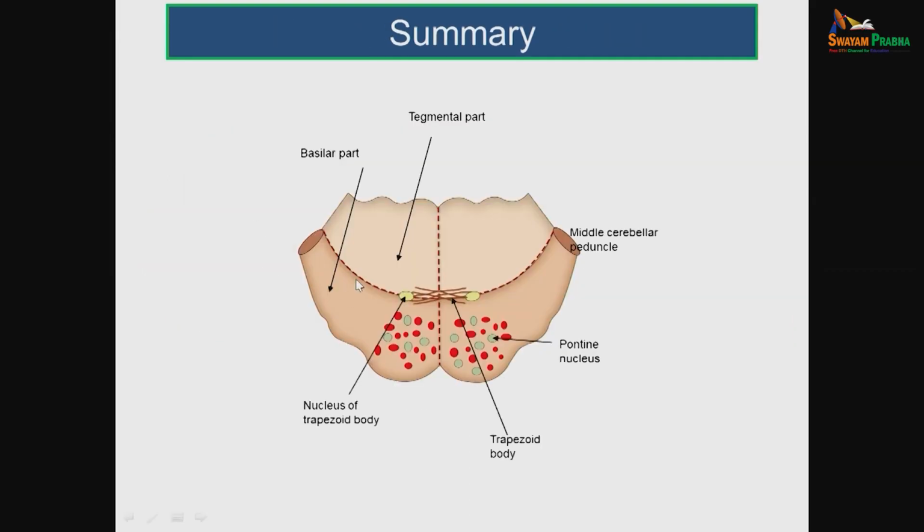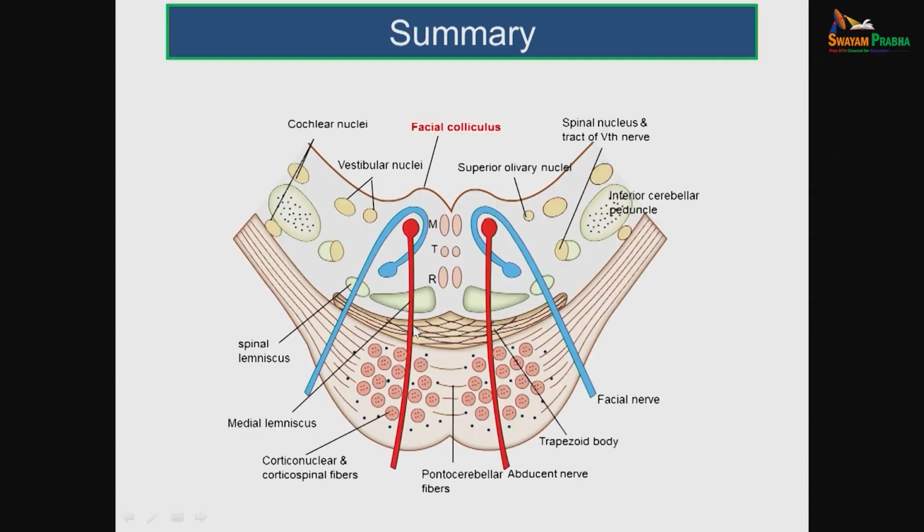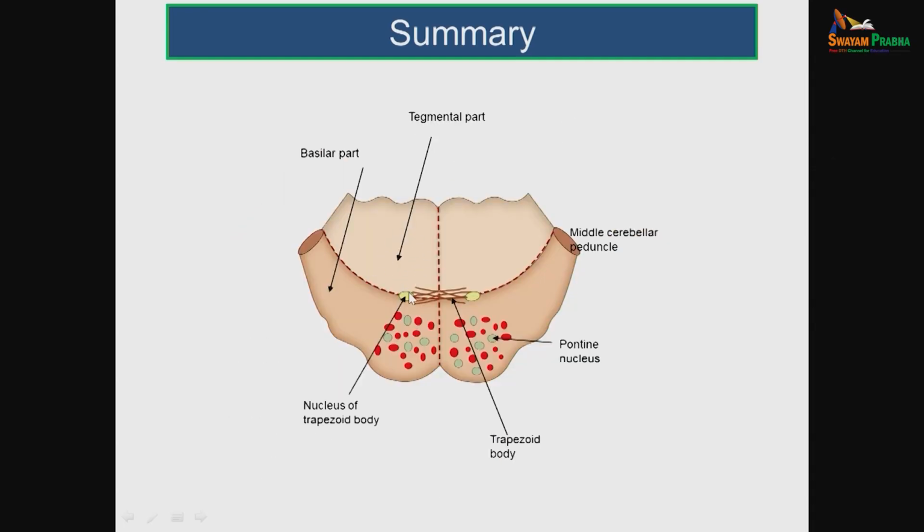To summarize, okay, what we have studied is the gross anatomy of the pons. Okay. Pons has got a ventral surface and a dorsal surface. Okay. And in the interior, you see the ventral basilar part and the dorsal tegmental part, and the trapezoid body differentiates the basilar part and the tegmental part. This basilar part is nothing but the continuation of the pyramid of the medulla, and the rest of the medulla continues as the tegmental part.